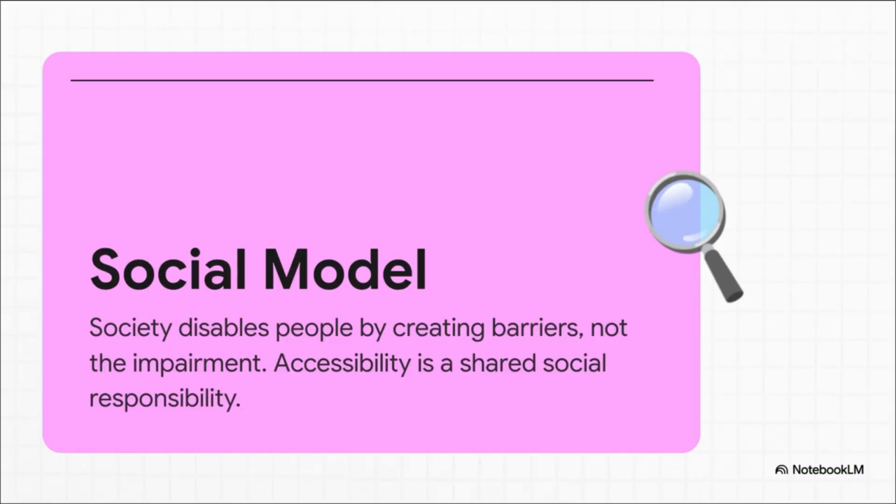Okay, so the first lens is the social model. This is a big one. It's actually the foundation of New Zealand's national disability strategy. The idea is, well, it's simple but pretty radical. It's not a person's impairment that's the problem. It's the barriers that society and our institutions put in their way. So, fixing it becomes a shared responsibility for all of us.